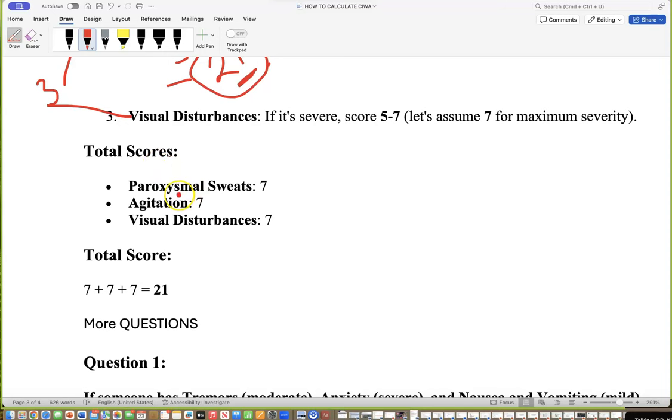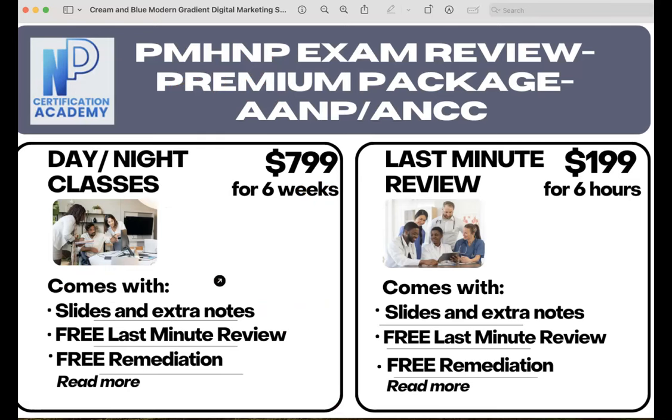So look, total scores. Paroxysmal sweat is severe. Agitation is severe. Visual disturbance is severe. That is 1, 2, and 3. 7 plus 7, well, it doesn't matter if you do plus, but I just call it a day and multiply. 7 times 3 is equal to 21. Listening to our channel, I really hope this little calculation clears the question out for you.